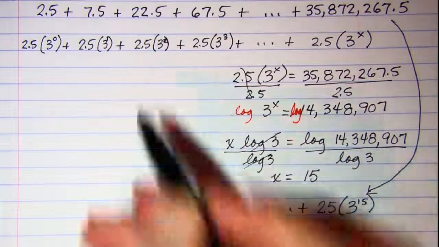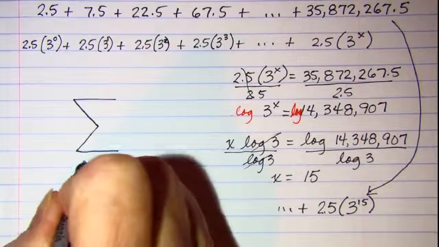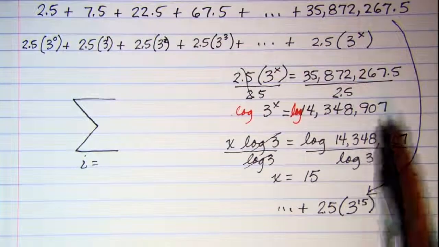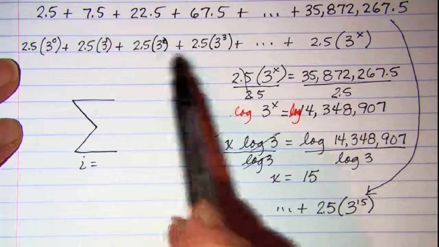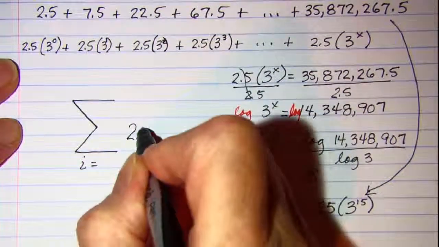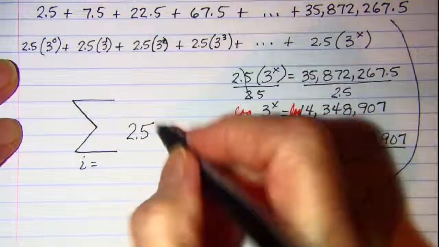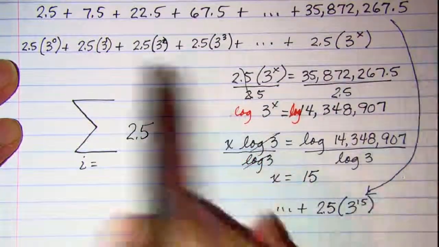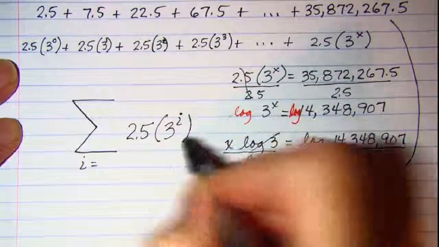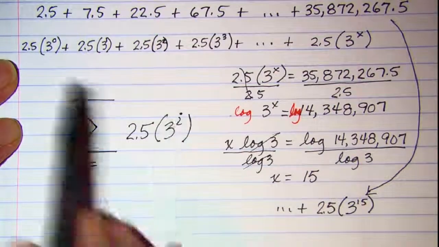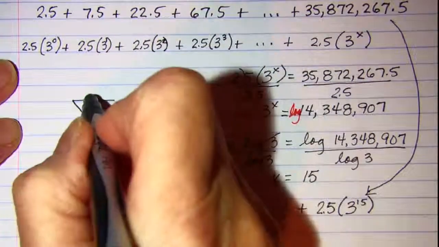So my sigma notation then, I'll use i again. The things that stay the same: 2.5. And then I'm multiplying by 3 to some power. And the power is what changes. So i, and my exponent goes from 0 up to 15. So i goes from 0 to 15.